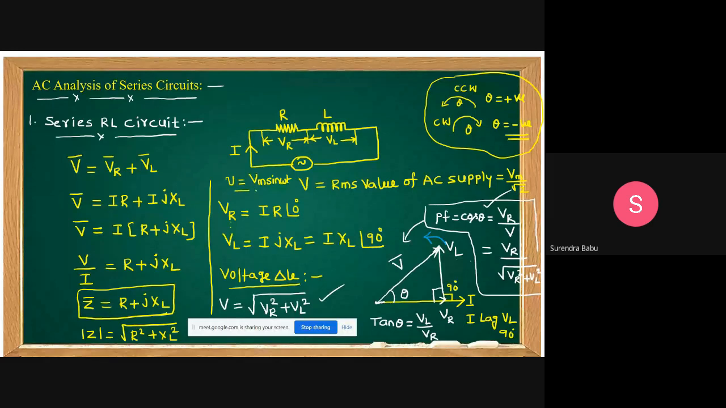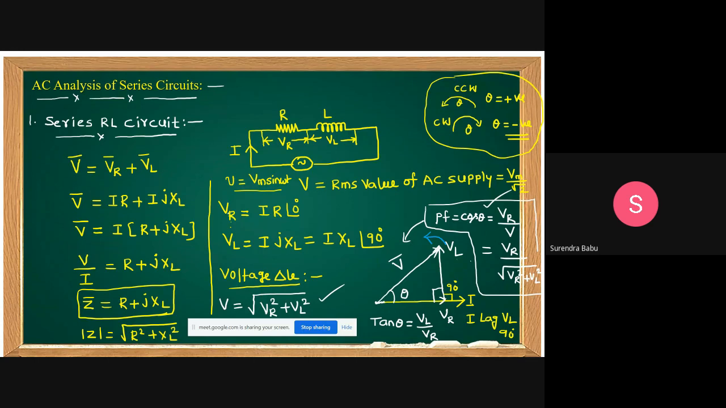If it is given like this, then the capital V that I have taken is the RMS value of the supply, and this small v is the instantaneous value of the supply. V equal to Vm sin omega t, where capital V equals the RMS value of the supply.